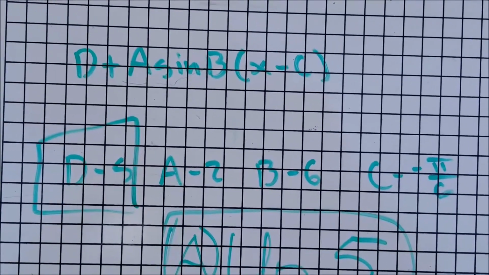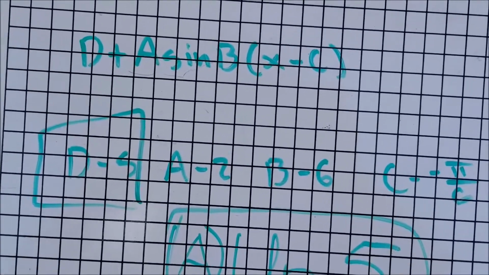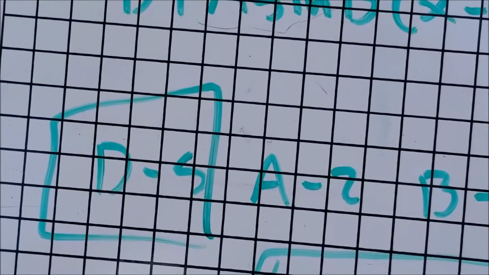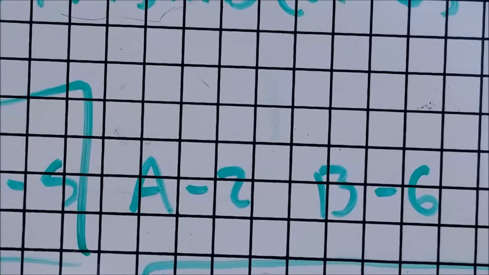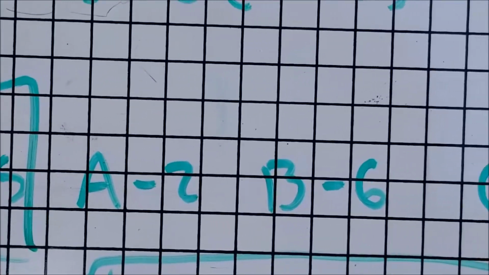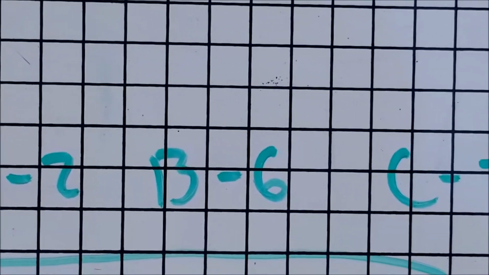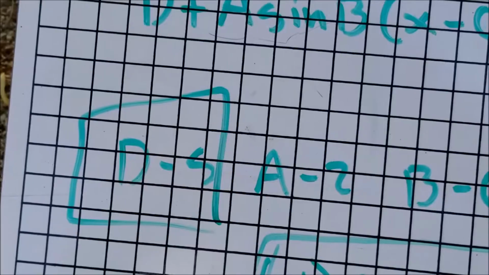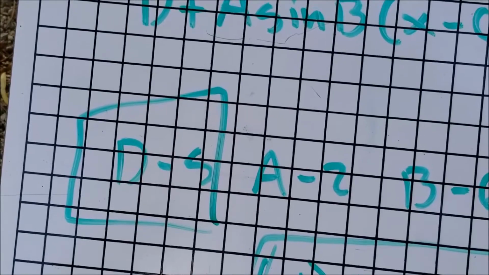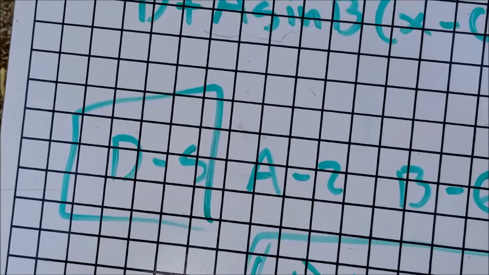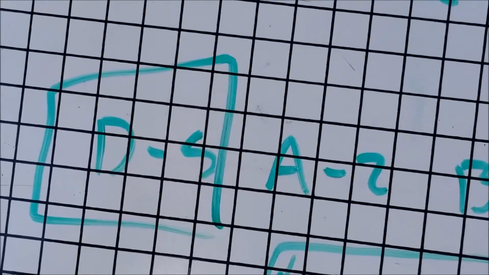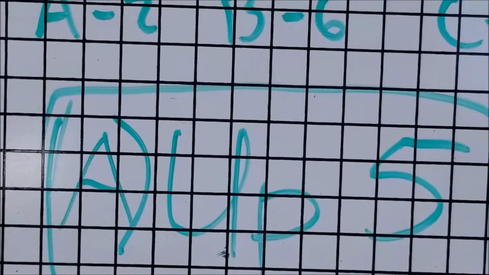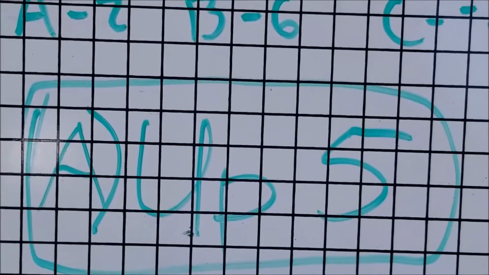After you've written the equation, identify each number by letters. So d is 5, a is 2, which is the amplitude, and b is 6, and c is negative pi over 6. Since for this problem we're only looking for the vertical translation, d, which is 5, is the answer. So on the test sheet, it would be the answer of 5.